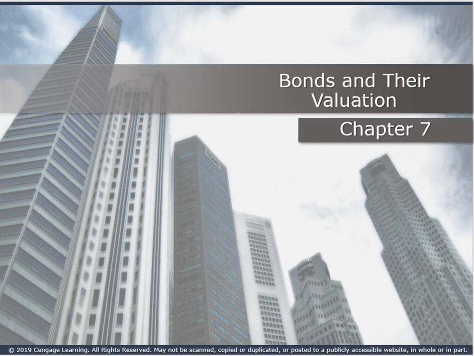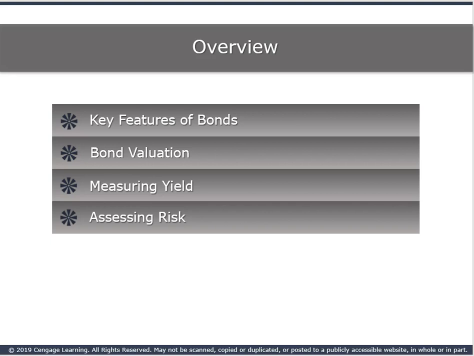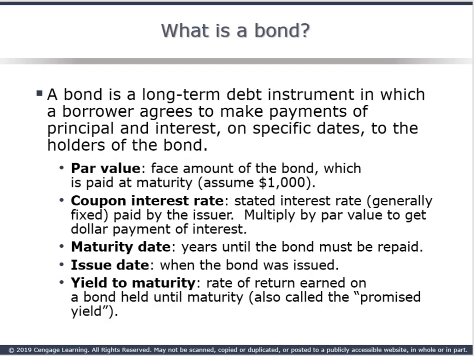This is a brief lecture over Chapter 7, Bonds and Their Valuations. The overview of this chapter: the key features of bonds, bond valuation, measuring yield, and assessing risk. What is a bond? A bond is a long-term debt instrument. It has very specific characteristics.